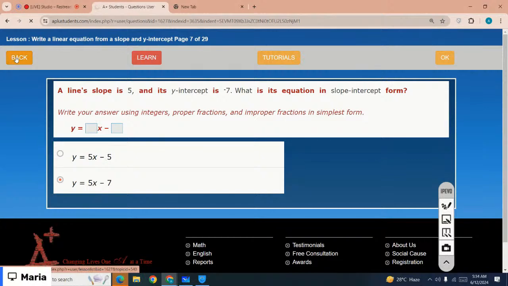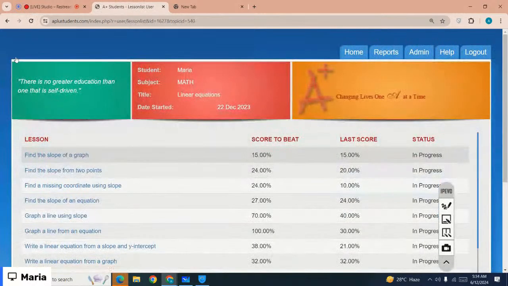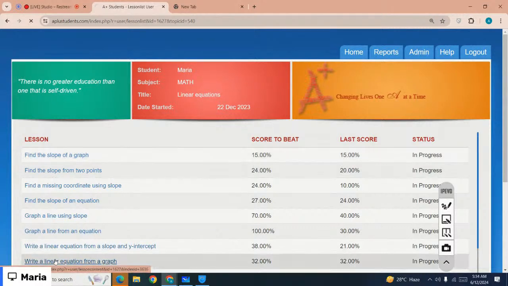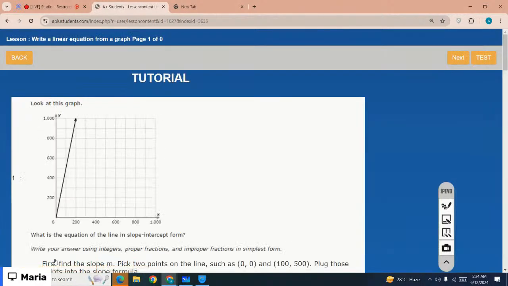You can complete the lesson by yourself later today. Let me just move on to the next lesson. The next lesson is: write a linear equation from a graph. Let's see how we write an equation from a graph.